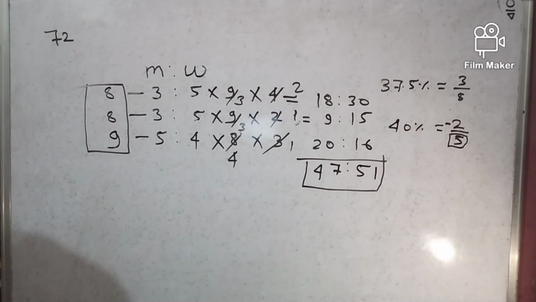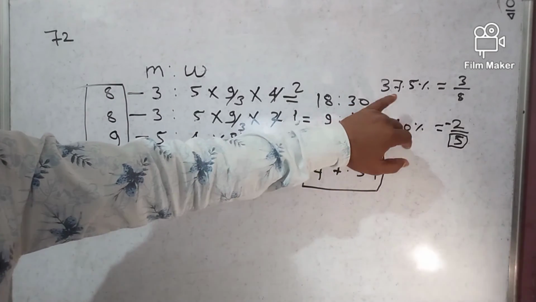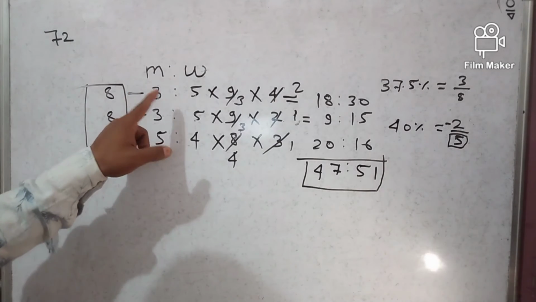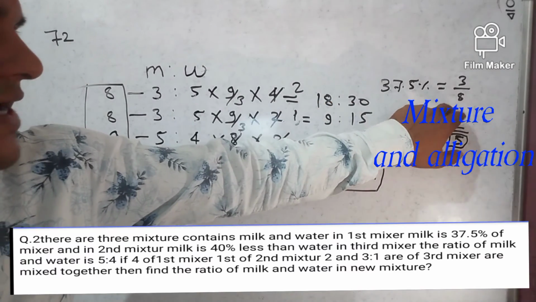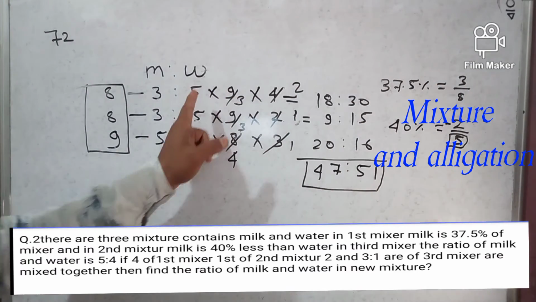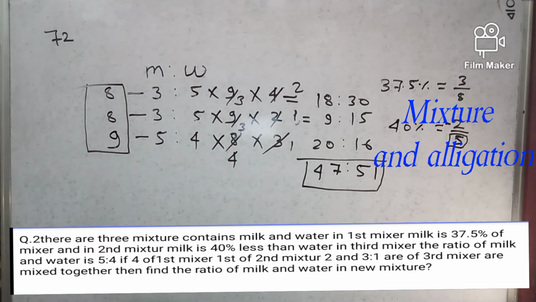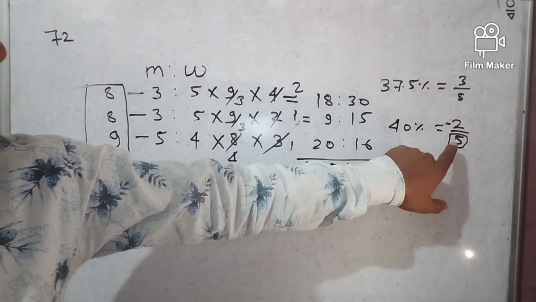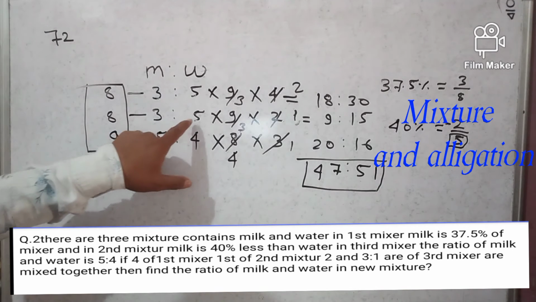Now let us go once again. In the first container, 37.5% is milk and the rest water. So milk will be 3 and water will be 5. Total part is 8. Out of 8, milk is only 3, so water will be 5. In the second container, milk is 40% less than water. 40% is equal to 2 by 5. So water will be 5 and milk will be 3. So 3 is to 5.